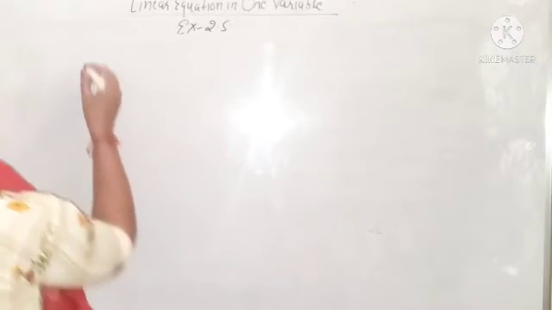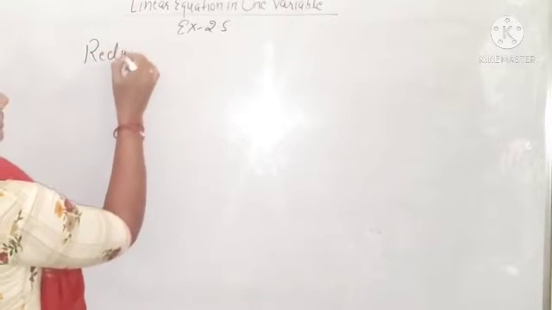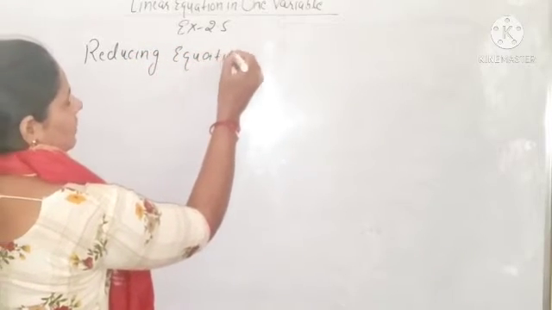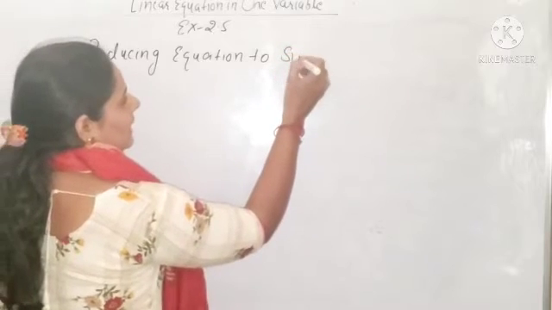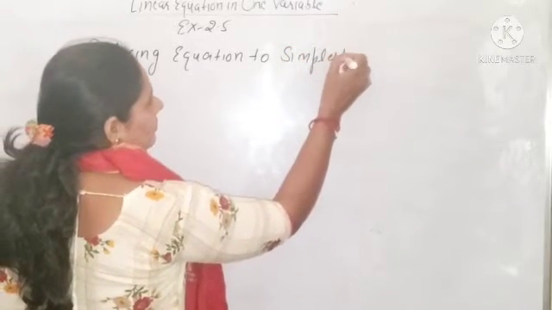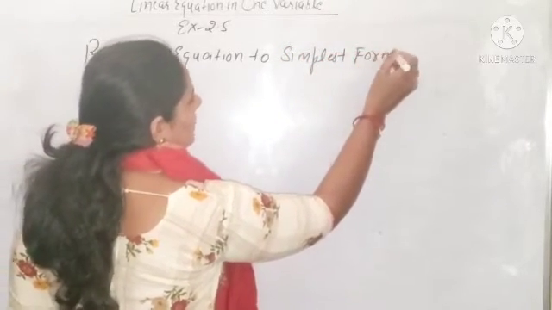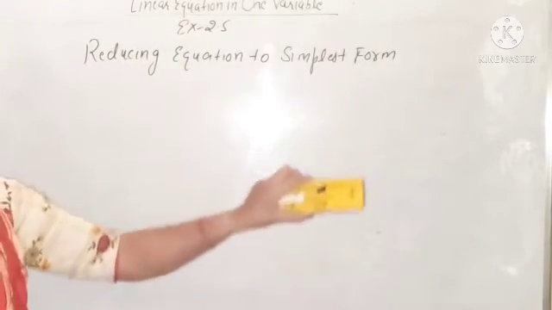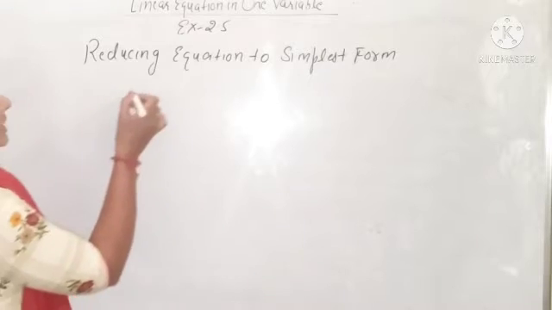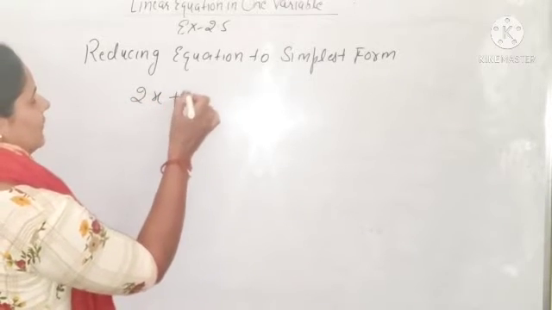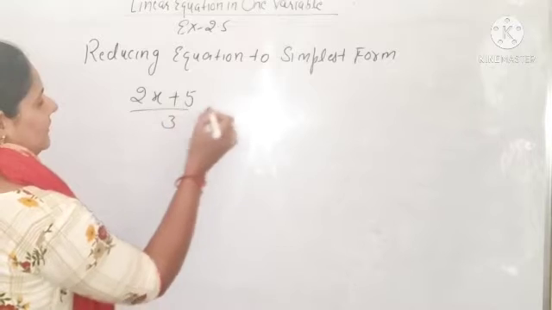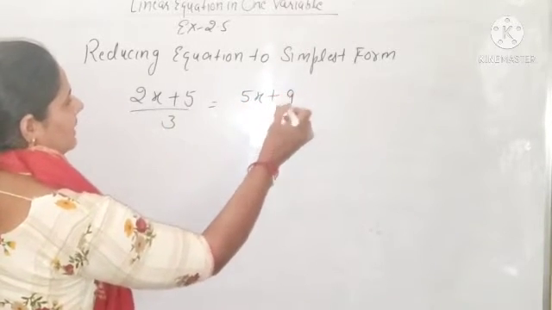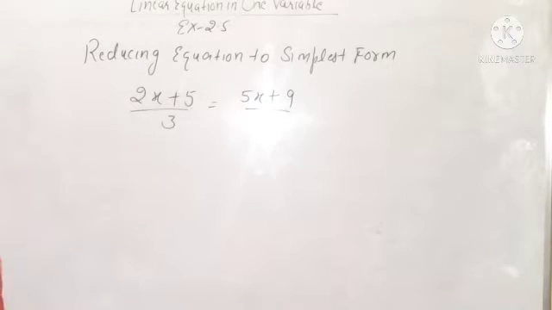Okay, what is given? Next exercise, reducing equations to the simplest form. Okay, equations are given and you have to reduce the equation to the simplest form. For example, the equation is given like this: 2x plus 5 divided by 3 is equal to 5x plus 9 divided by 5. So simple, you have to solve this equation.